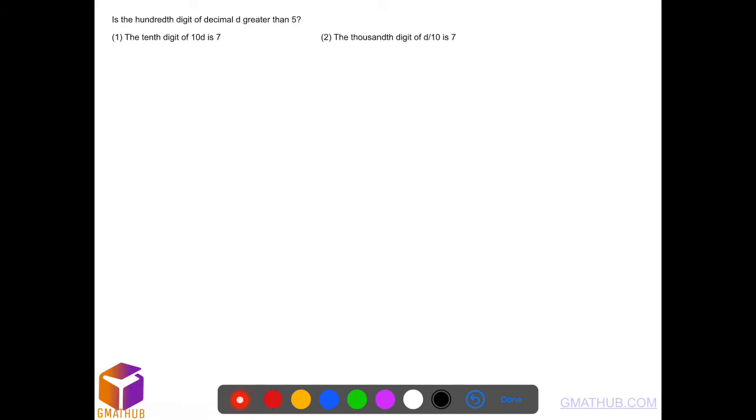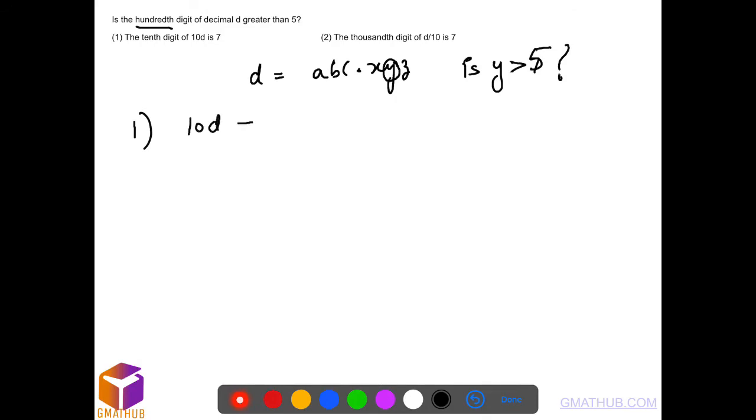So let's say D, the decimal is ABC dot XYZ. What we need is 100th digit, that is Y. Is Y greater than 5? That's our concern. First statement, if we take 10D, so what happens with 10D? So decimal will shift 1 to the right. So 10th digit of 10D, 10th digit here would be Y is given as 7. Sufficient? That's what we needed.